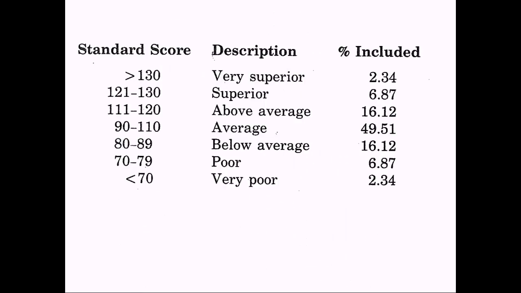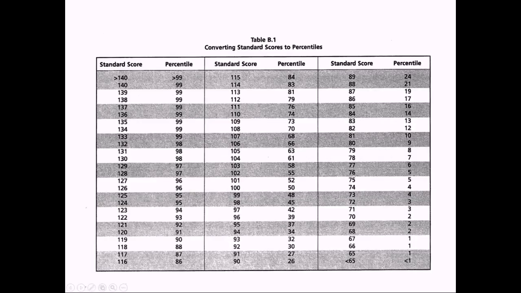This is the descriptive rating that you can receive. So you'll see that anything between 90 and 110, so 10 points on either side of that mean, is average. 80 to 89 is below average, 70 to 79 poor, 70 and below very poor, and vice versa for scores above the mean.